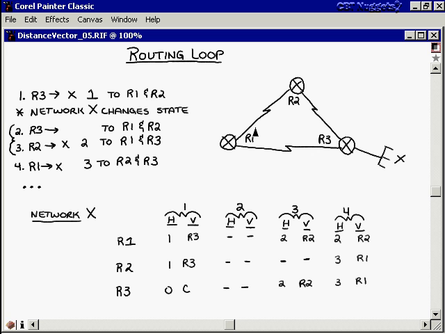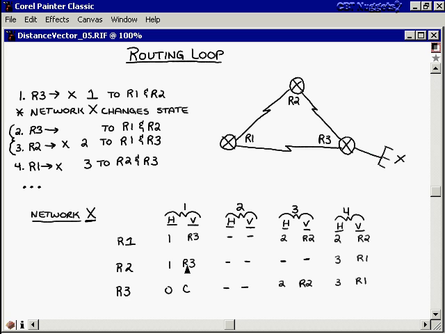All right, so the result of this update is going to be R1 with a route table that says to get to network X, remember network X is the only line we're dealing with here. To get to network X, it takes 1 hop count, so this is the metric, and it's via R3. Go through R3 to get there.